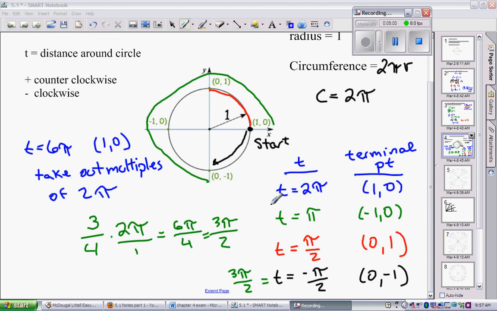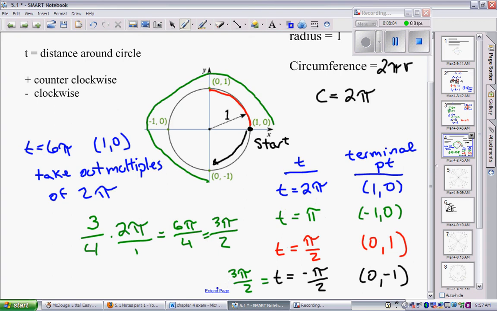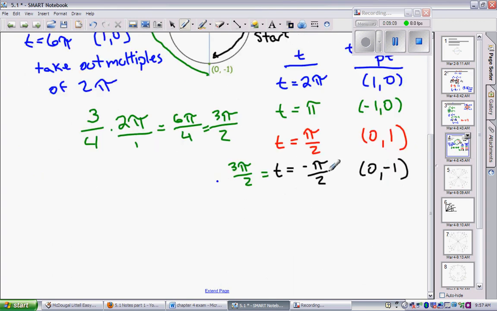Now these t values measure a distance around the circle, and it's actually in a unit called radians. Radians has to do with the pi value on a unit circle. So this will come into play later in chapter 6, but it's good to get introduced to the vocabulary now.